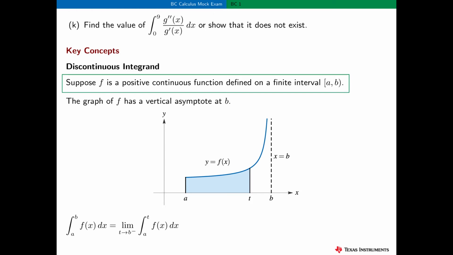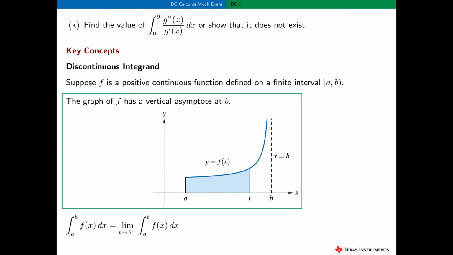While we're here, I just wanted to add a little background or motivation for how we evaluate this type of integral. So let's suppose f is a positive continuous function defined on a finite interval a to b, closed at a, open at b. And also suppose that the graph of f has a vertical asymptote at x equal b. Let R be the unbounded region below the graph of f and above the x-axis between a and b. So the region R is infinite in the vertical direction.